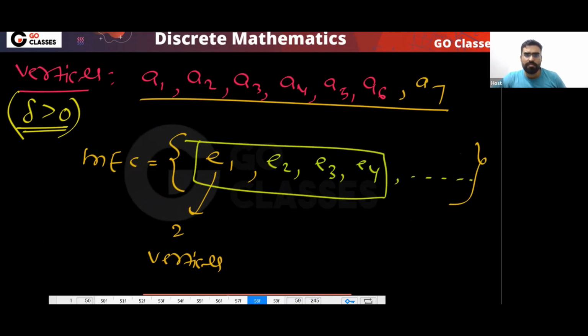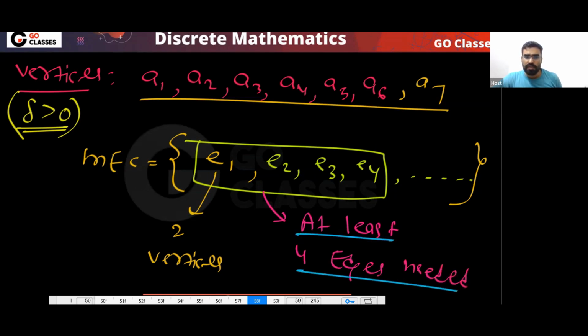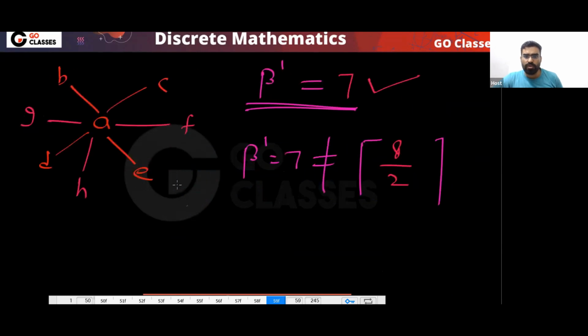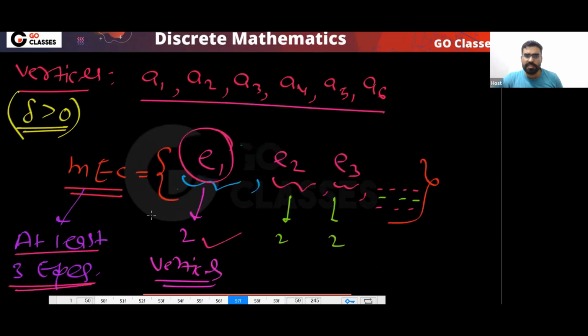There can be more. So at least 4 you need. I can say at least 4 edges you need. This is only at least, because there can be more. You may need more. Is this statement clear?